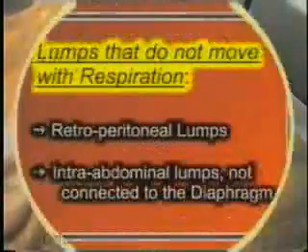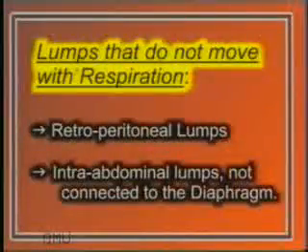Now this is a liver with multiple nodules. Note the movement with respiration. The lumps connected to the diaphragm, that is, from liver, gallbladder, spleen and stomach, move very well with respiration. Renal lumps move slightly, while retroperitoneal lumps and intra-abdominal lumps not connected to the diaphragm do not move with respiration.